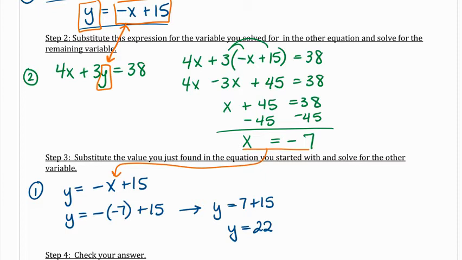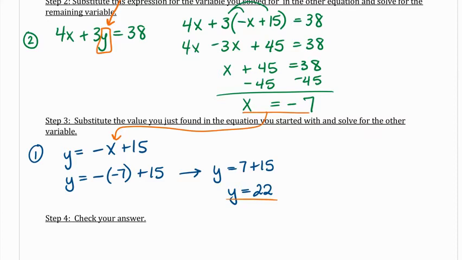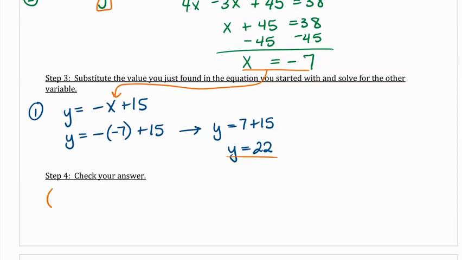Put those as ordered pairs. So now I can put those two things together. I've got an x value and a y value. So then that means the answer to our system is negative 7, 22.